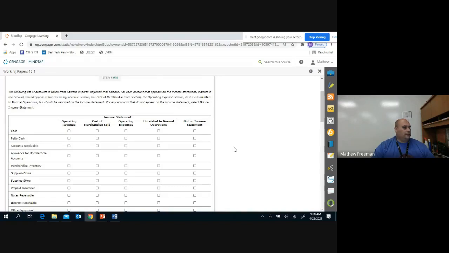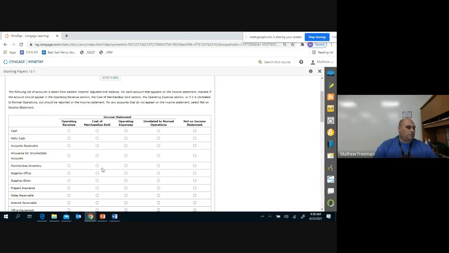So let's go ahead and go through these. The following list of accounts is taken from Eastern Imports' adjusted trial balance. For each account that appears on the income statement, indicate whether the account should appear in the operating revenue, merchandise cost, or operating expense section, or if it's unrelated to normal operations but should be reported in the income statement. For any account that does not appear in the income statement, it's like not on income.